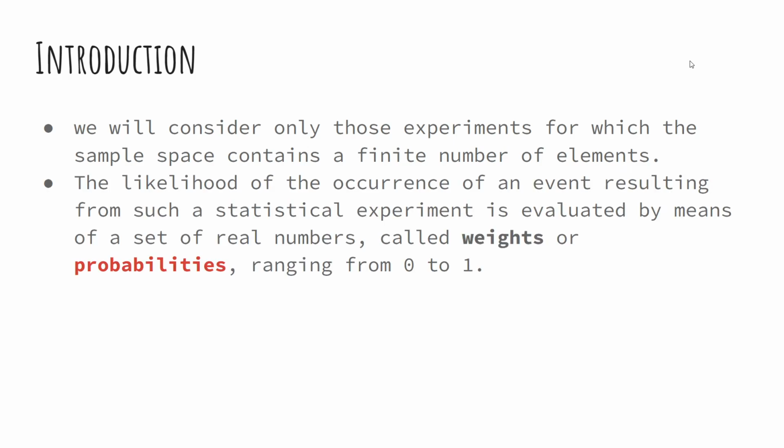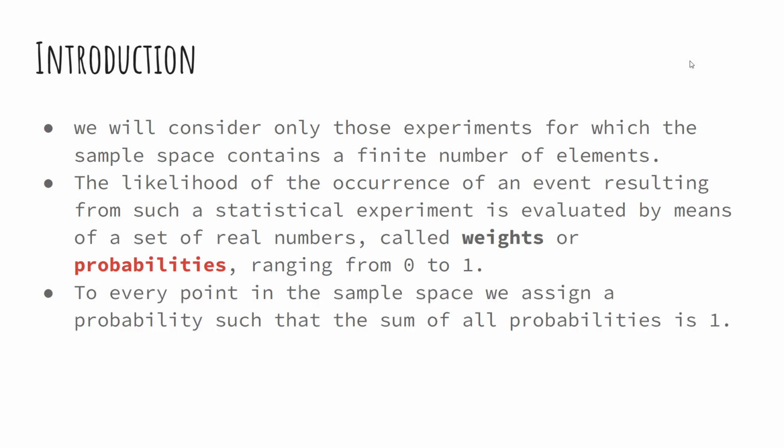Let us define this: the likelihood of occurrence of an event resulting from such a statistical experiment, in which the sample space is finite, is evaluated by a set of real numbers called weights or probabilities. So the outcome of this experiment will be assigned a weight, which will be called a probability. The possibility of something happening will be given a weight, and that weight will be called a probability. That value will be something between 0 and 1, which we will decide according to some rules that we will give after some time.